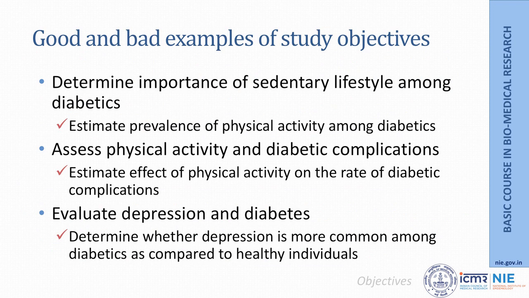Let me show you some of the good and bad examples of study objectives. Determine importance of sedentary lifestyle among diabetics. The word determine is not particularly suited for this statement because it seems to be a descriptive study. So therefore, estimate prevalence of physical activity among diabetics is ideally suited for this statement of objective.